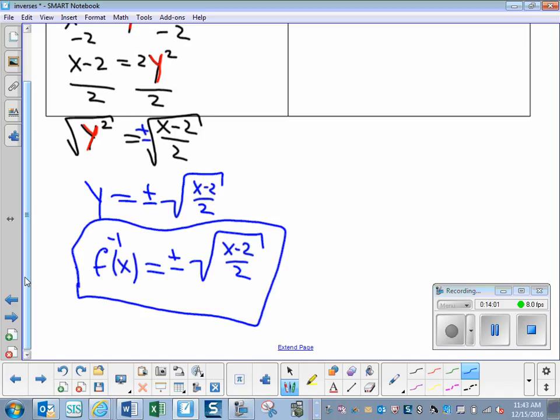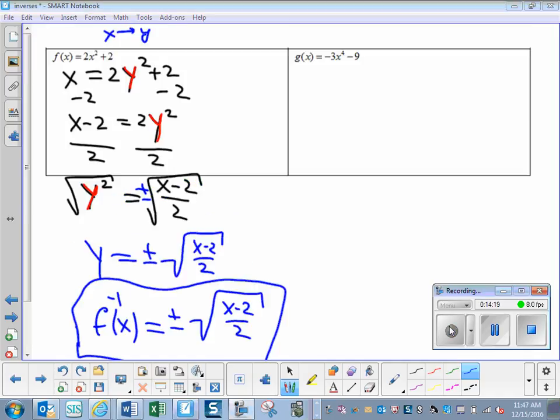No, right? Because for every x that I choose, how many different y's will I get? Two different y's, one with the plus and one with the minus, right? So the inverse is not necessarily a function. And let me stop it.